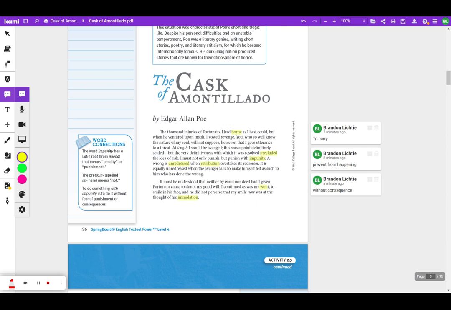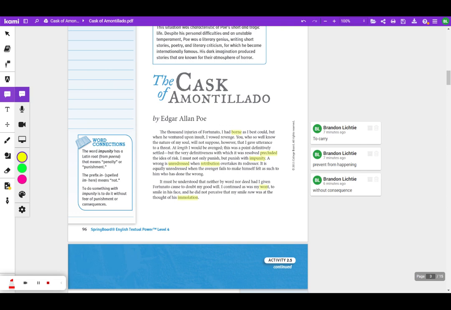I'm going to read the first two paragraphs, and then I'm going to give you time to annotate and work with a partner and come up with: what are those three criteria that Montresor says he needs in order for his revenge against Fortunato to be successful? So follow along with me as I read.